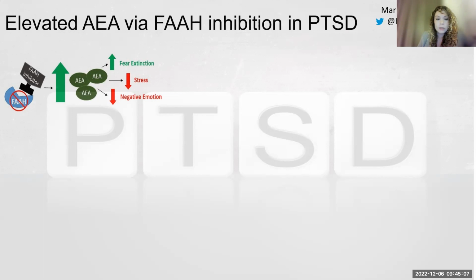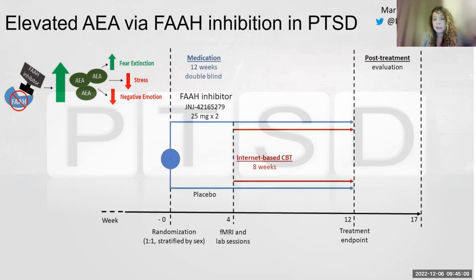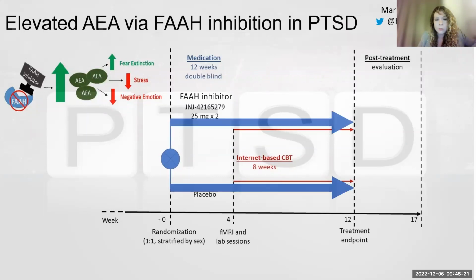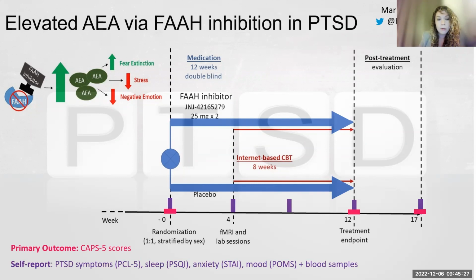So what we're doing is we're recruiting patients with a PTSD diagnosis, and they'll be randomized to receive a FAAH inhibitor or placebo, and they'll be taking that drug for 12 weeks. And then we'll be getting their standard clinically assessed outcomes of PTSD symptoms, plus a lot of self-report measures. So measures of their self-reported symptoms, sleep, anxiety, mood, and a lot of blood samples too.